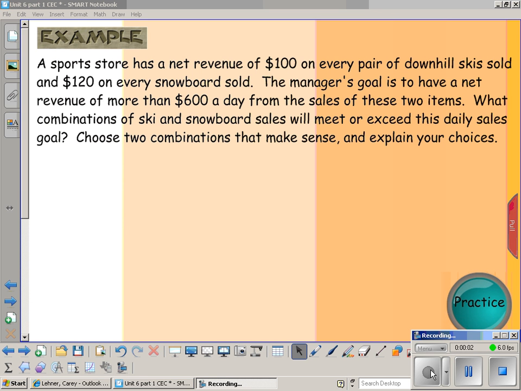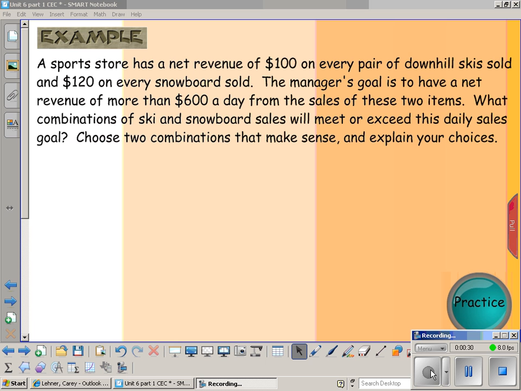In this example, we have a sports store that has a net revenue of $100 on every pair of downhill skis sold and $120 on every snowboard sold. The manager's goal is to have a net revenue of more than $600 a day from the sales of these two items. What combinations of ski and snowboard sales will meet or exceed this daily sales goal? Choose two combinations that make sense and explain your choices.